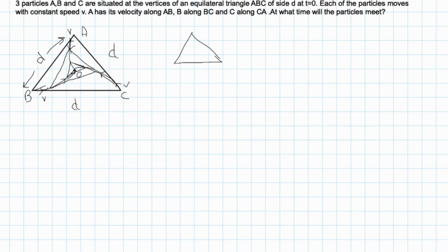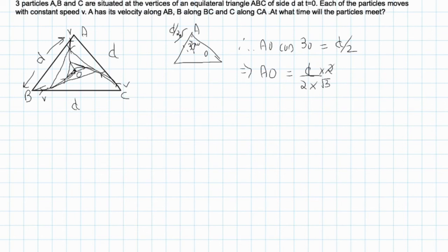this is O. The whole thing is 60 degrees, so this has to be 30 degrees, and this is D by 2. This is A and this is O. Therefore, we can write that AO cos 30 is equal to D by 2. Therefore, we will get AO is equal to D by 2 into cos 30. Cos 30 is root 3 by 2. So AO is D by root 3.